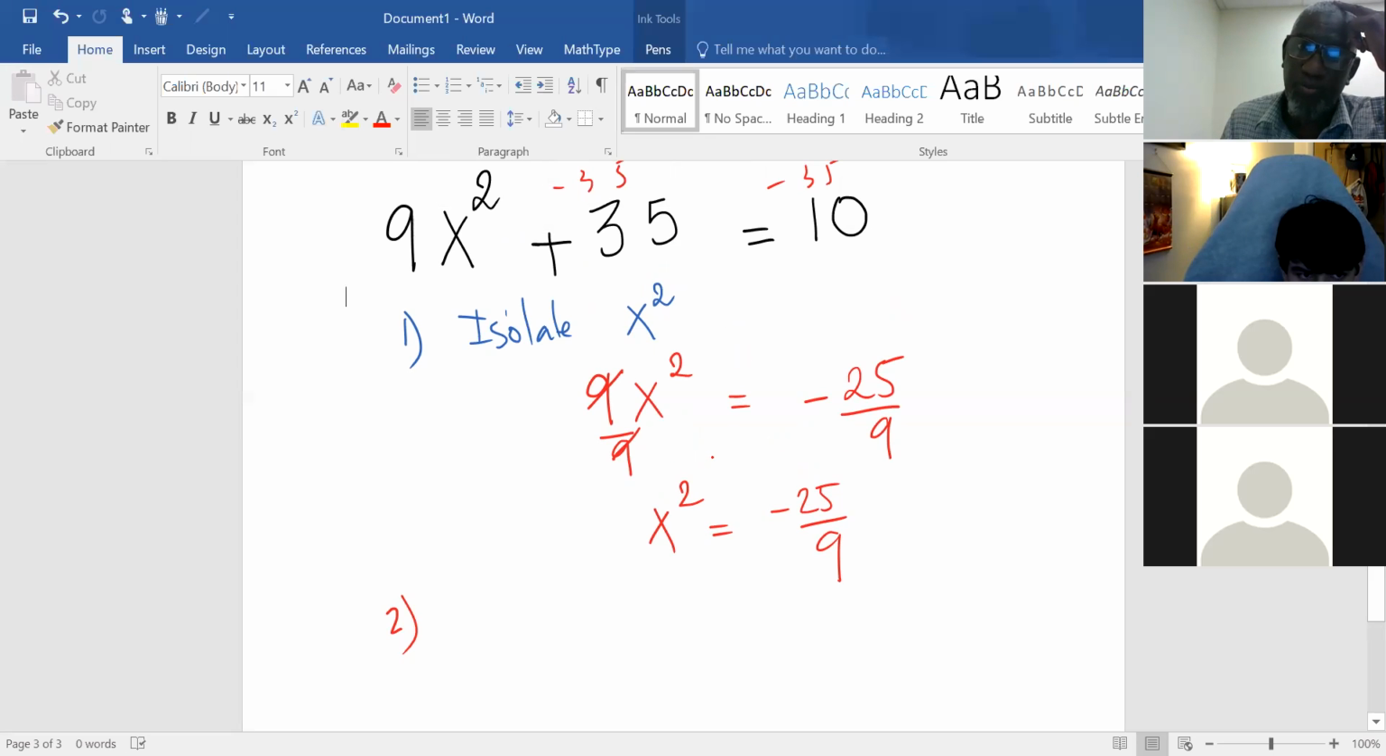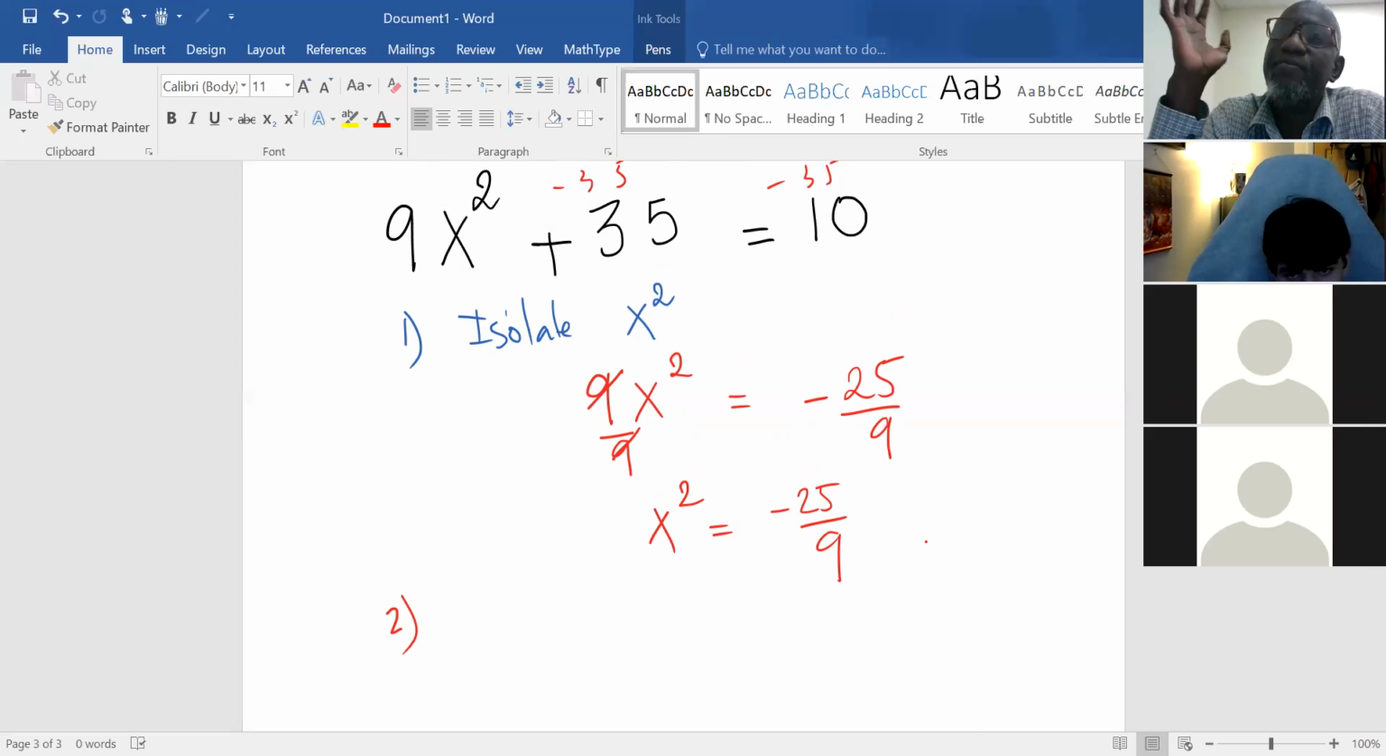From what step? Square root from where? From the very first step or from here? From 9x squared equals negative 25. You could, but it's not safe. It's not safe to do that because you're going to be prone to mistakes.